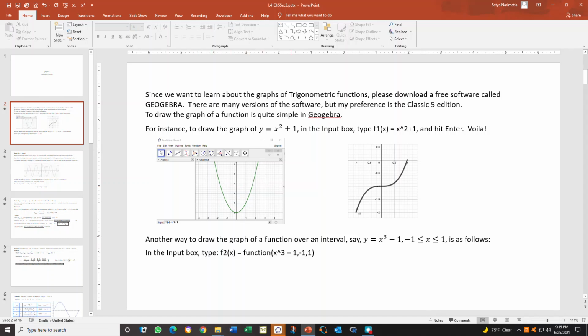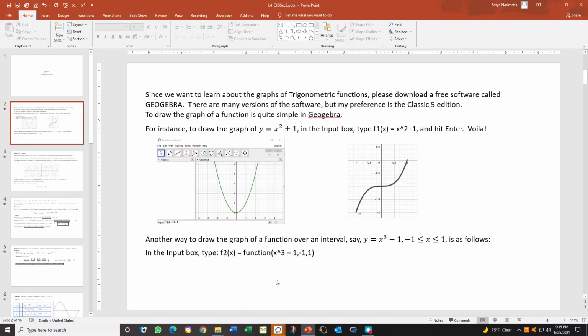And I also talked about what if you wanted to draw a graph only over a certain interval. Then you can type f2 of x is equal to function x cube minus 1. That defines the function. And then you say -1, comma 1. So that defines the bounds of your x. And as a result, we get this graph, right?